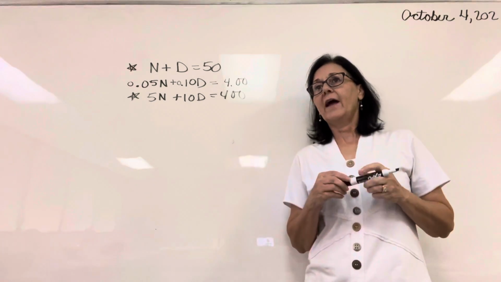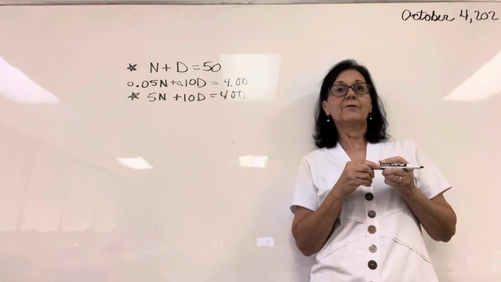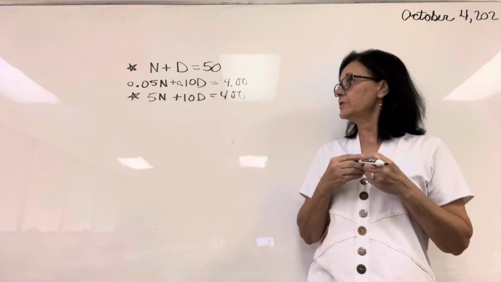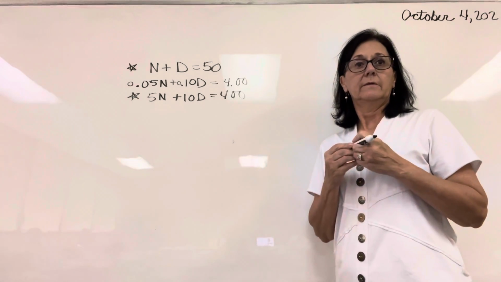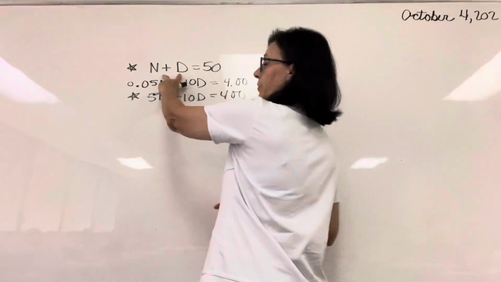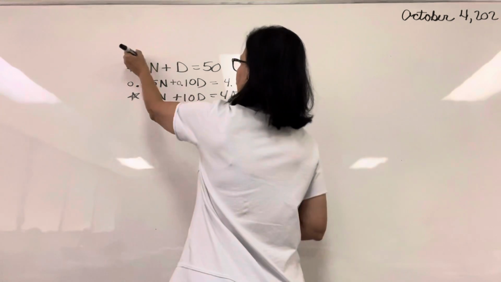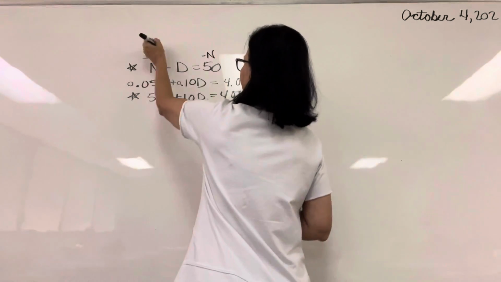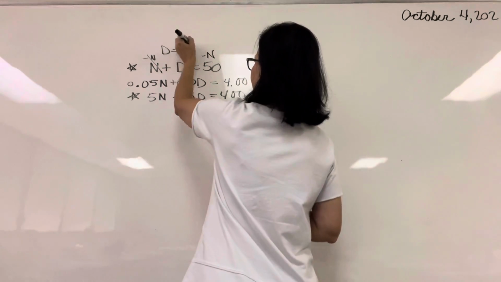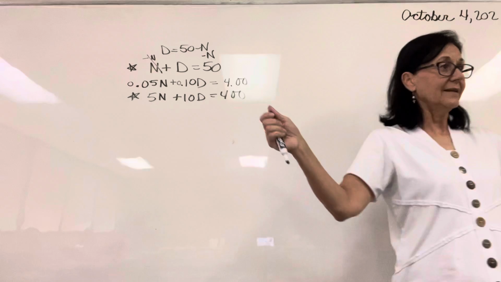How shall we solve for how many nickels or how many dimes? Therese? Substitution. You want to use substitution. What substitution do you want to use? The top equation. Which one you want to solve for? D. You want to solve for D. So we're going to subtract n on both sides. And we're going to have the number of dimes equals 50 minus the number of nickels we have. Make sense? Right?